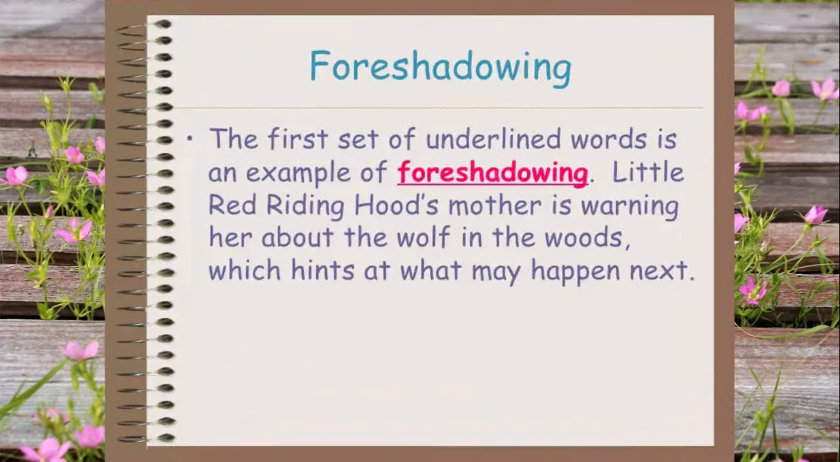The first set of underlined words is an example of foreshadowing. Little Red Riding Hood's mother is warning her about the wolf in the woods, which hints at what may happen next.